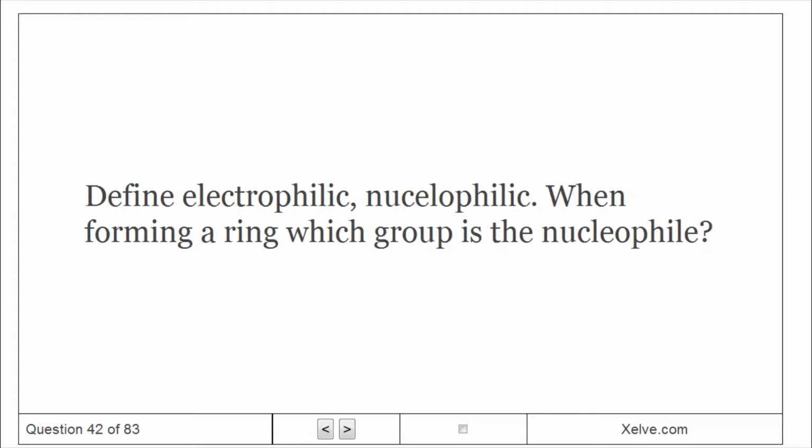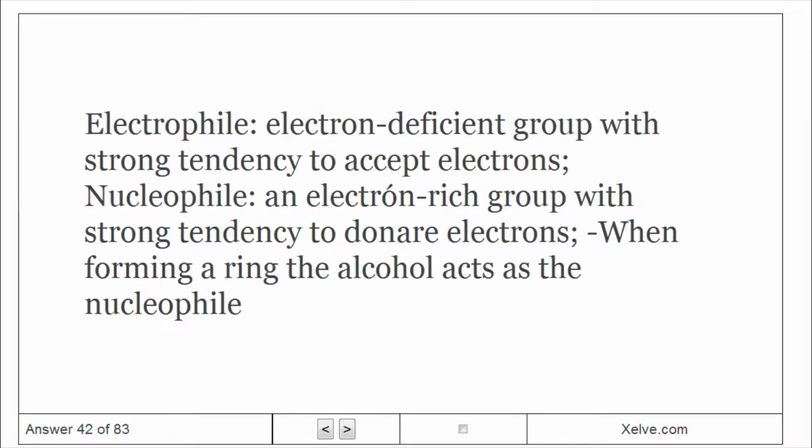Define electrophile and nucleophile. When forming a ring, which group is the nucleophile? Electrophile: an electron-deficient group with a strong tendency to accept electrons. Nucleophile: an electron-rich group with a strong tendency to donate electrons. When forming a ring, the alcohol acts as the nucleophile.